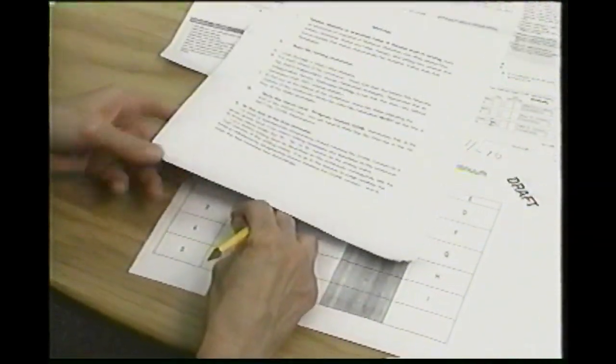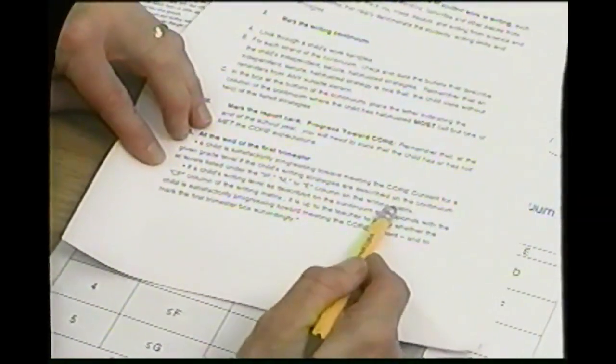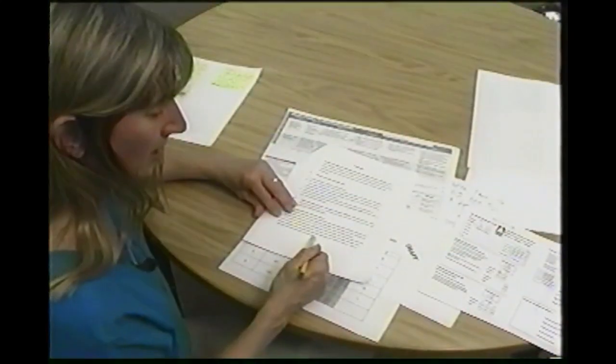Okay, so that first bullet did not apply, so I'm not going to be able to mark yes on the report card. I just want to double check by reading down here. If a child's writing level as described on the continuum corresponds with the CP column of the writing matrix, it is up to the teacher to judge whether the child is satisfactorily progressing toward meeting the core content and to mark the first trimester box accordingly.